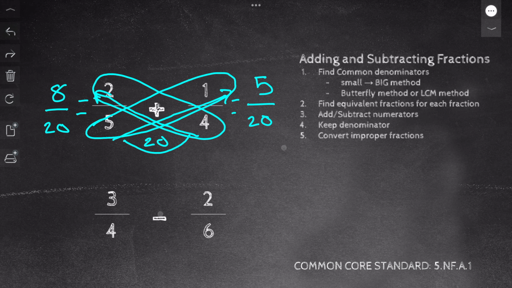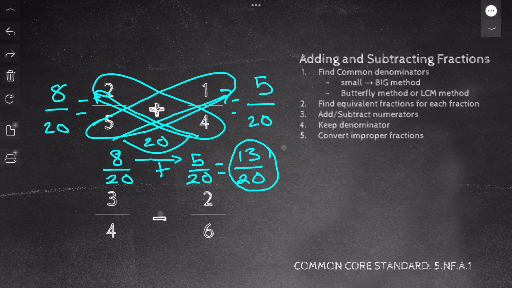So my new problem is 8/20 plus 5/20. And when I add or subtract fractions, I just add or subtract straight across. So 8 plus 5 equals 13. And then I keep my denominator. So my answer is 13/20. Let's take a look at our next problem, but let me clean up the screen.